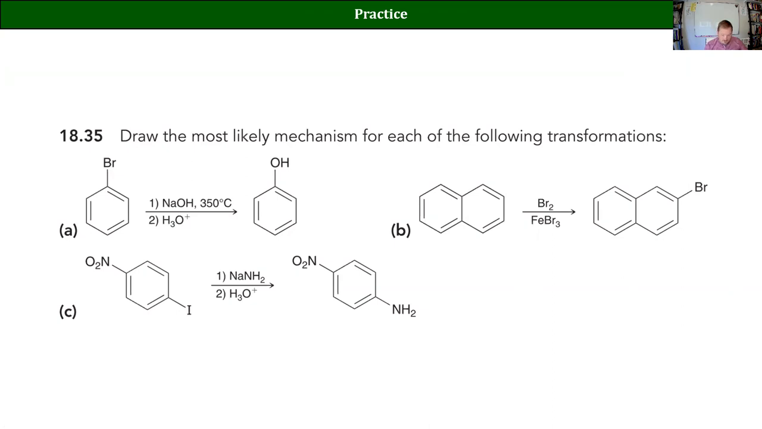So out of these, A, that's a nucleophile. B, that's a nucleophile. They have negative charges, right? They're strong bases. C, we don't have a strong base. And in fact, we have a Lewis acid. So that's going to be an electrophilic aromatic substitution.